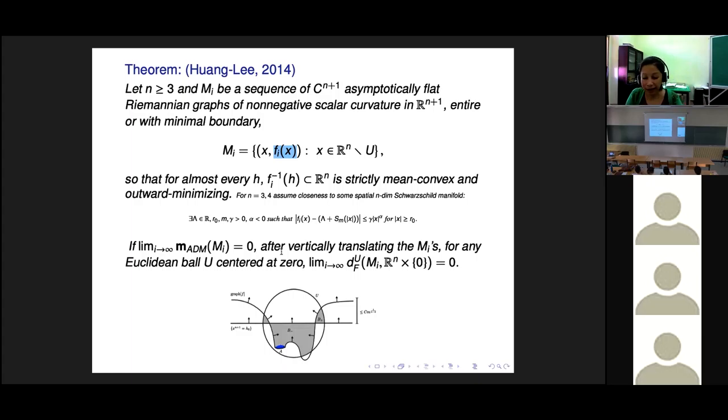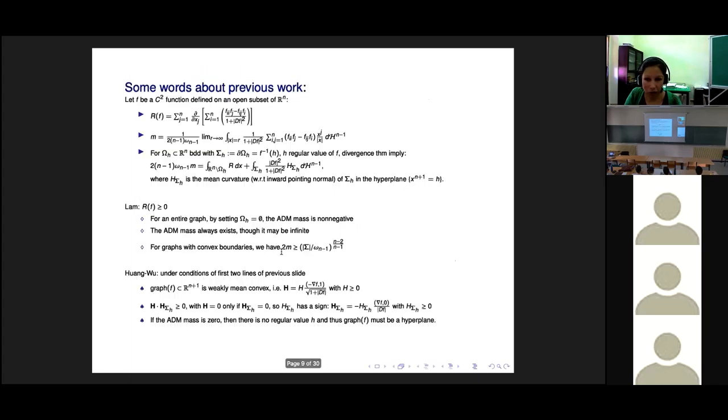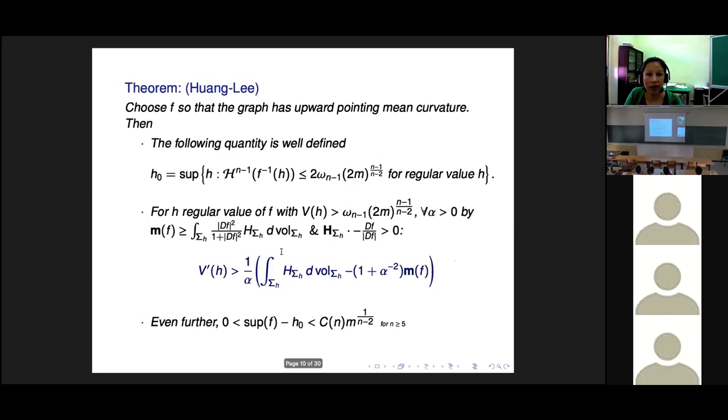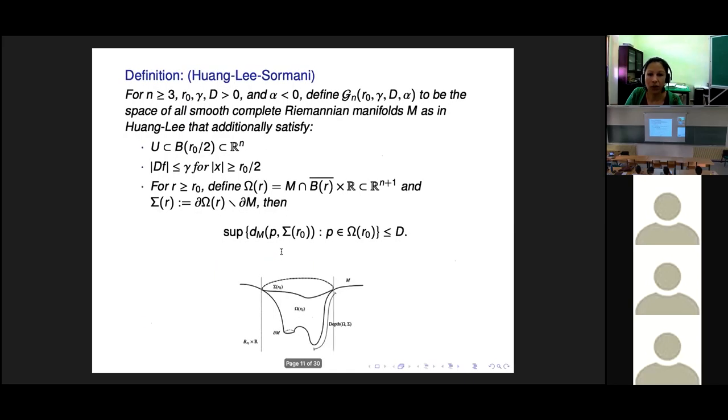And then Cristina Sormani came into the picture, and she said, okay, what if we try to prove an intrinsic flat convergence result instead of a flat distance result? And first of all, flat distance does not imply intrinsic flat distance. So they have to put more conditions on this class. So let me pass to that slide, and I'm going to skip this one, which were details about the other slide.